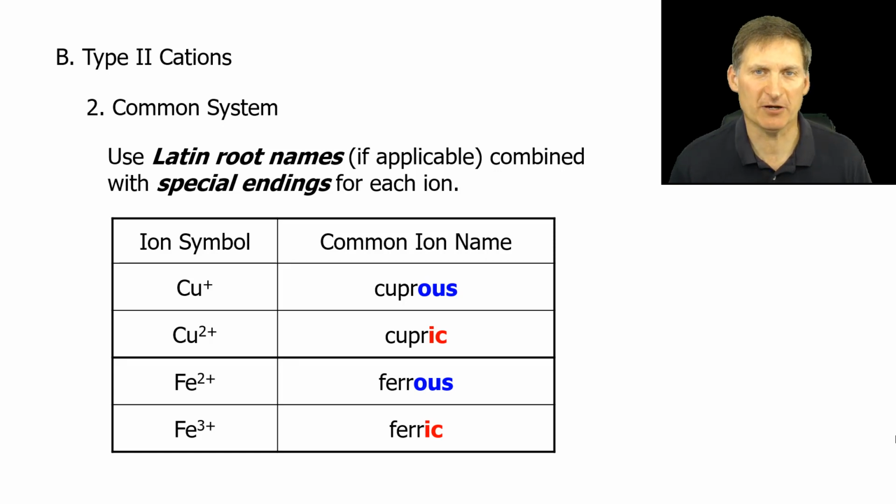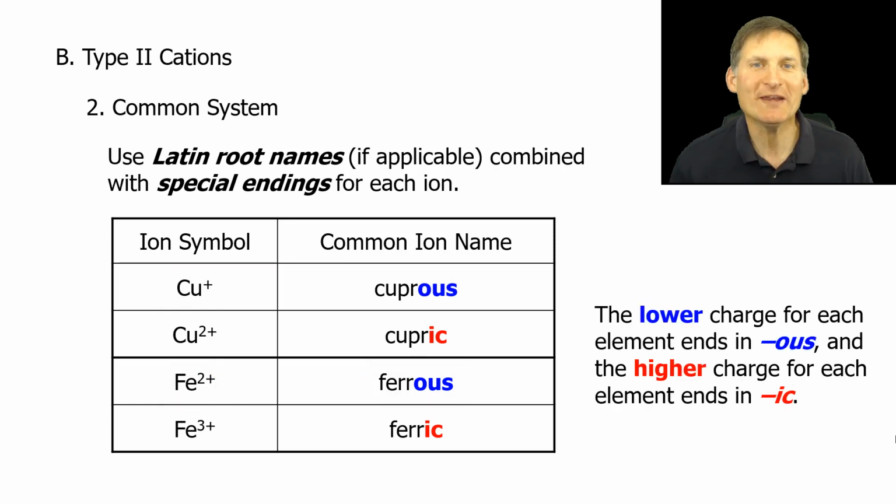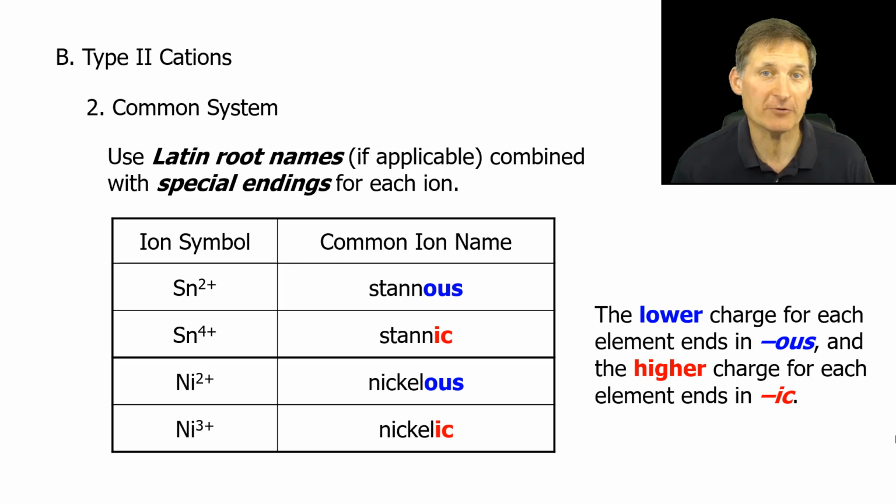Let's make something clear here. A particular ending does not indicate a particular charge. For example, notice the OUS ending in cuprous refers to a +1 charge, but the OUS ending in ferrous relates to a +2 charge. What is consistent is that for a particular element, the lower charge will have the OUS ending and the higher charge the IC ending. That applies to other elements as well, like what you see here. Notice how the lower charge for tin, a +2, ends in OUS, and the higher charge +4 ends in IC.